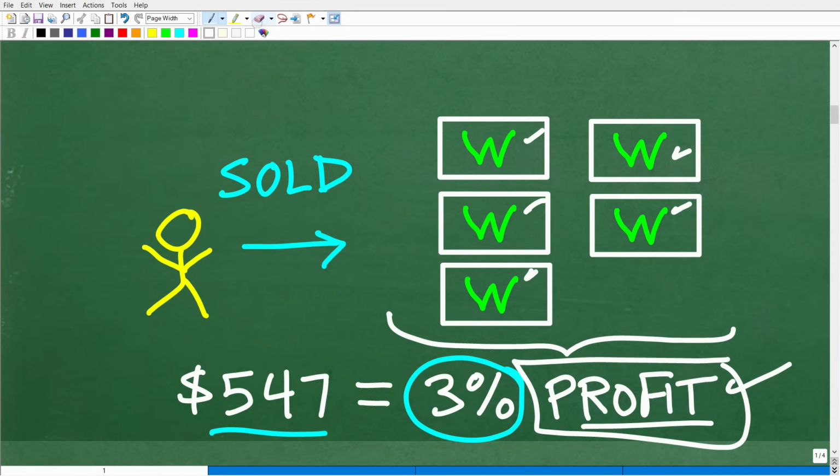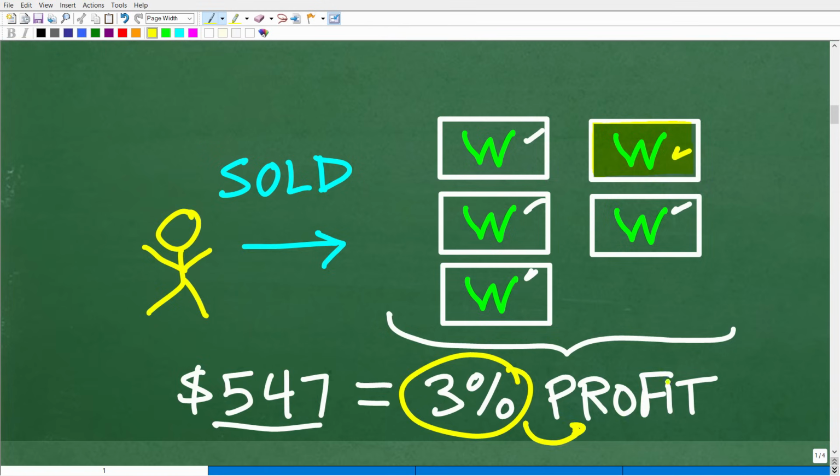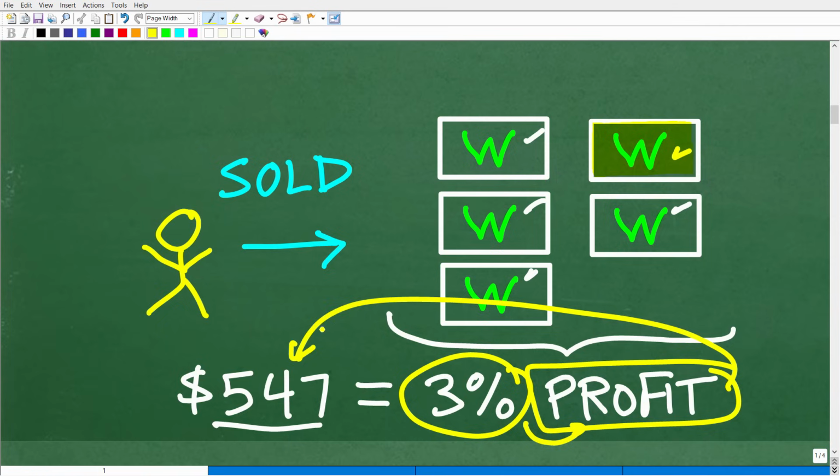So really, in order to figure out what the price of one widget is, we first probably want to figure out how much somebody spent on these five widgets, because that's how much Don got paid for, right? So Don got paid for selling five widgets, and effectively this is more or less a percent problem. So what we're going to try to figure out is, I'm going to read it this way, $547 is 3% of what number, or what profit? So I'll read this again. 3% of some value, which of course was the profit, is $547.